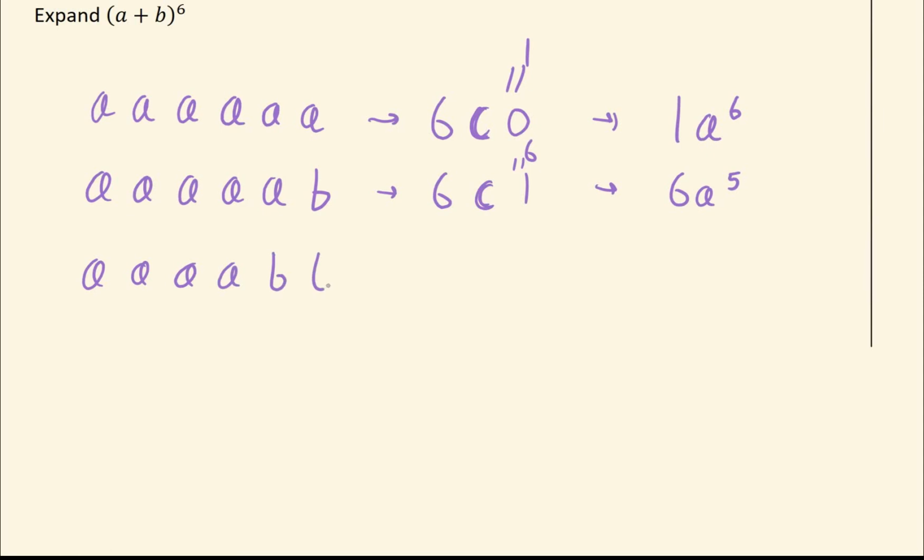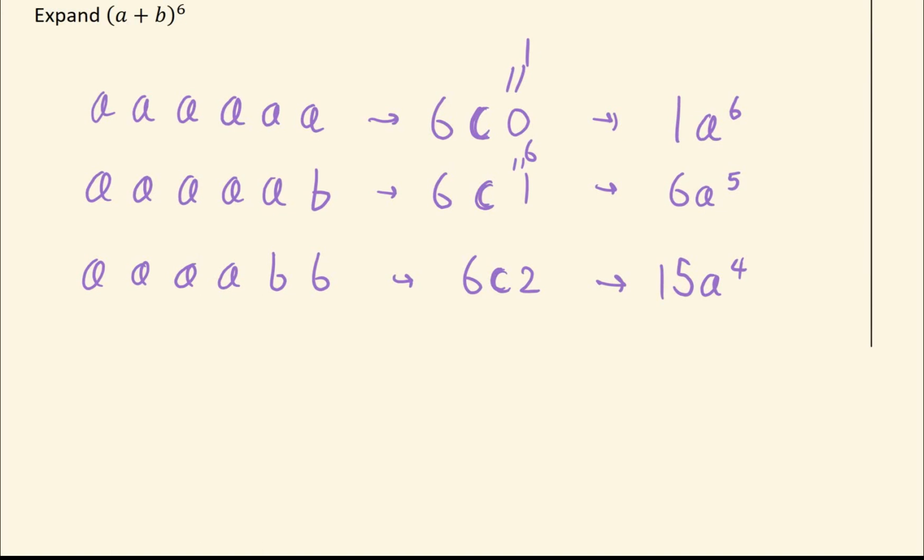I've then got 4 a's and 2 b's. You have 6 choose 2 options for how you can arrange those letters. 6 choose 2 is 15. So you'd then have 15a to the 4. And you would keep going. You just keep following that pattern.